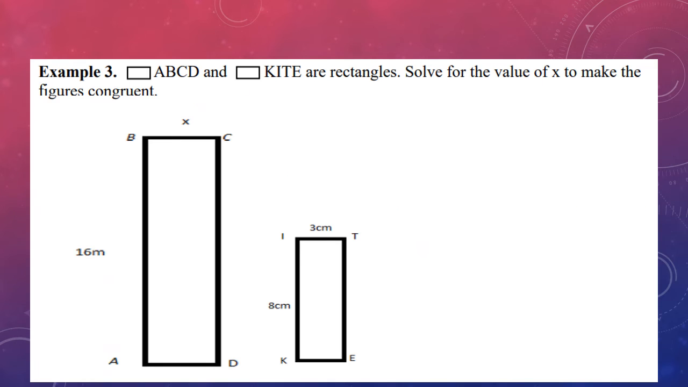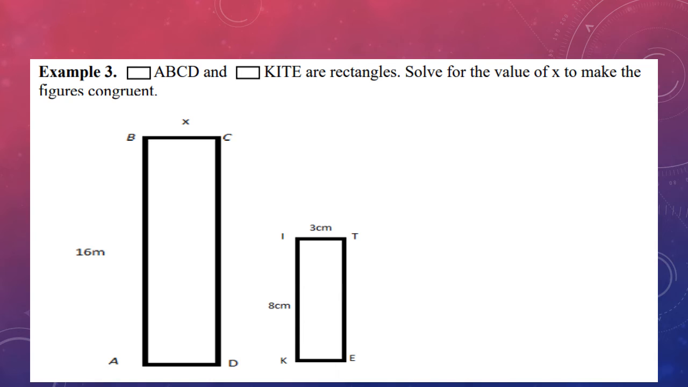Okay, so now we're on example 3. And as you can see right now, there are two rectangles: rectangle ABCD and rectangle KITE. Then we're going to solve for the value of x, no? So how are we going to solve for the value of x in example 3? Just like how we solved the triangles in example 2, the similarity of triangles, we do it here in rectangles. Okay? So the first pattern is this one.